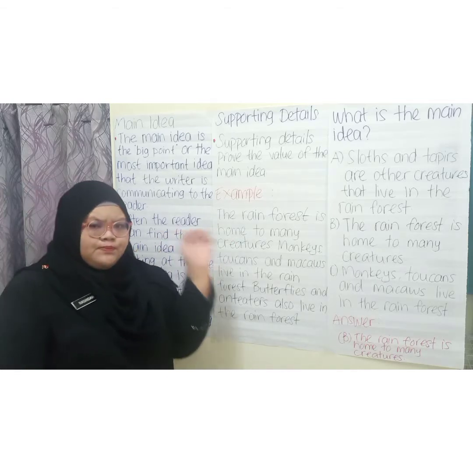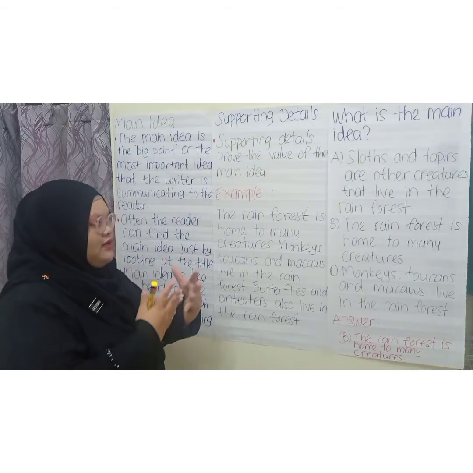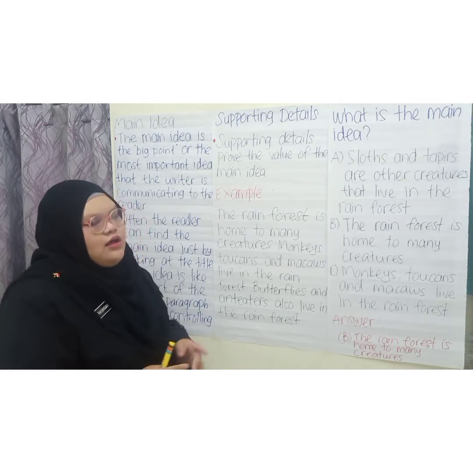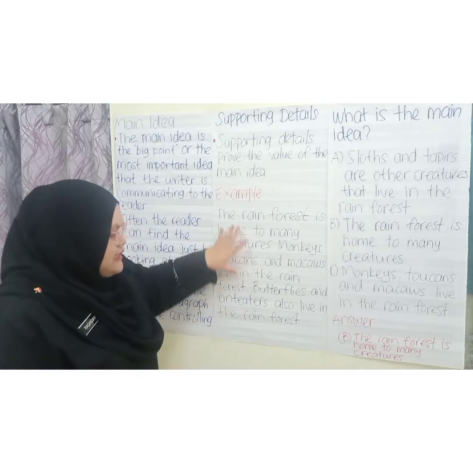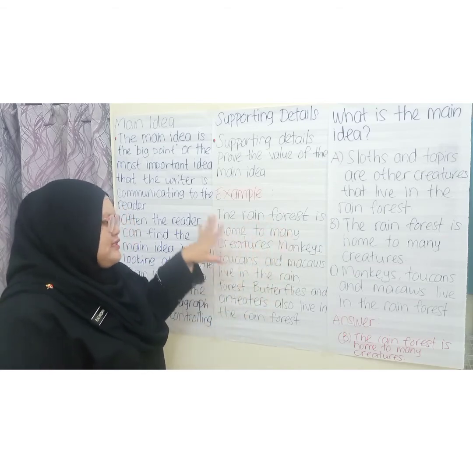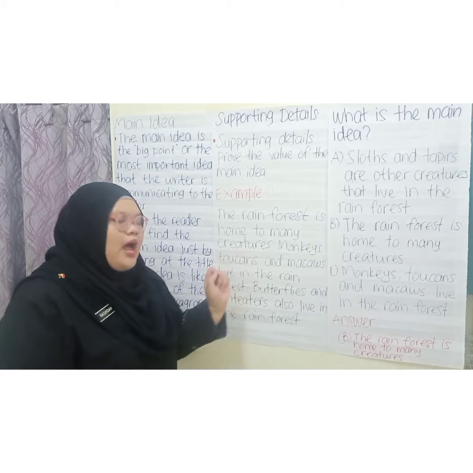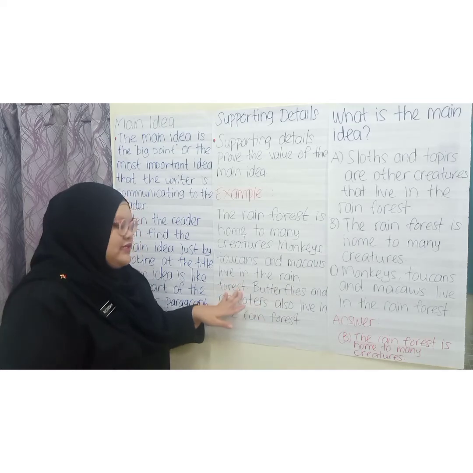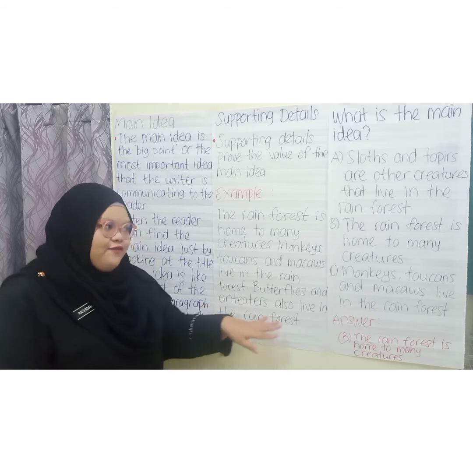Alright, what about supporting details? So supporting details prove the value of the main idea. Now, let's look at the example of main idea and supporting details. Alright, this is the example of reading text. Okay, now I read for you guys. Alright, the rainforest is home to many creatures. Monkeys, toucans, and macaws live in the rainforest. Butterflies and anteaters also live in the rainforest.